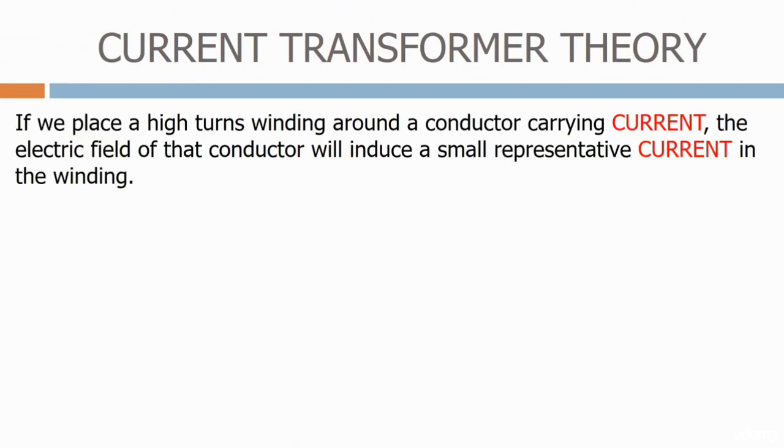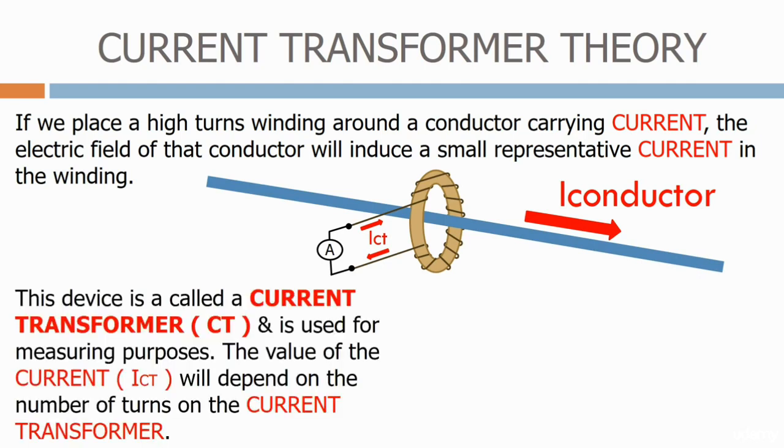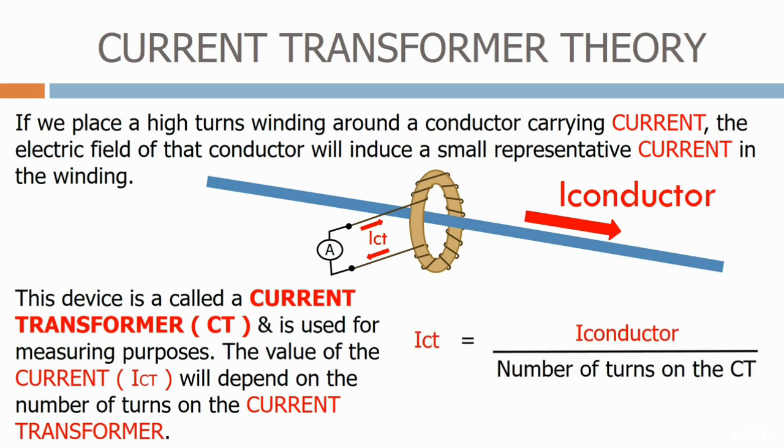If we place a high turns winding around a conductor carrying current, the electric field of that conductor will induce a small representative current in the winding. This device is called a current transformer, or CT, and is used for measuring purposes. The value of the current, ICT, will depend on the number of turns on the current transformer, where ICT equals the current flowing through the conductor divided by the number of turns on the CT.